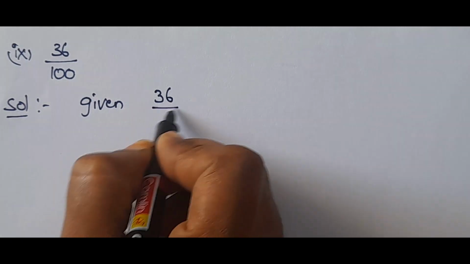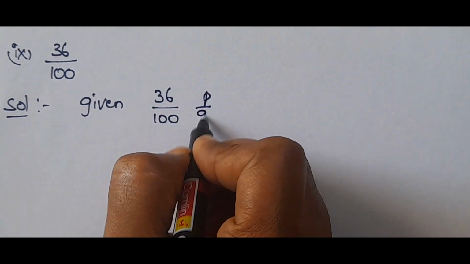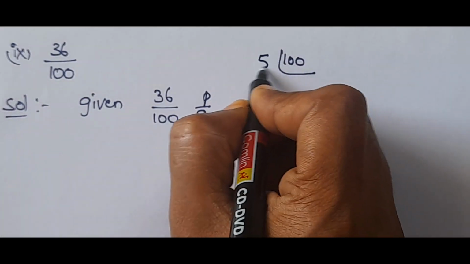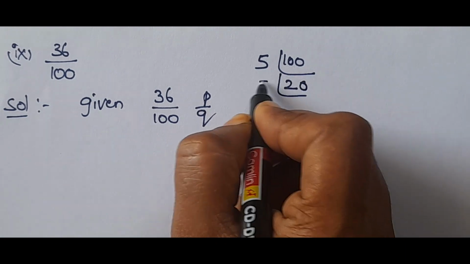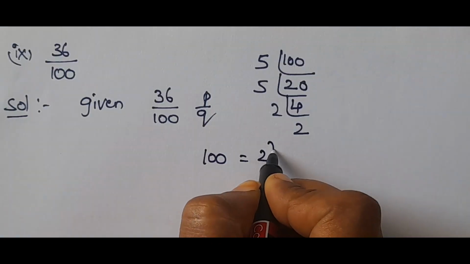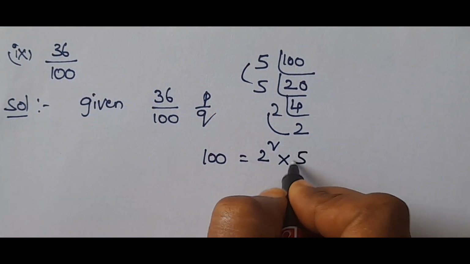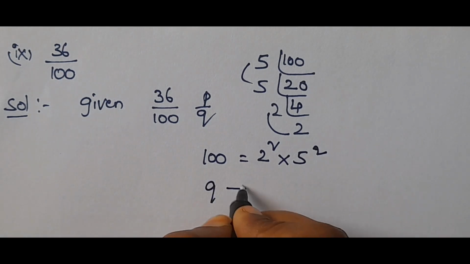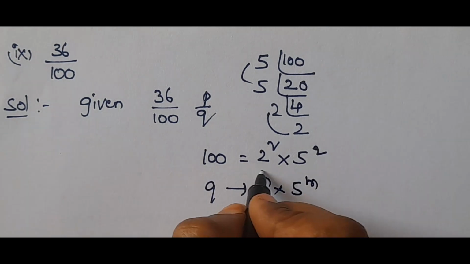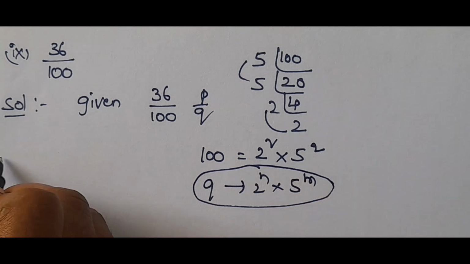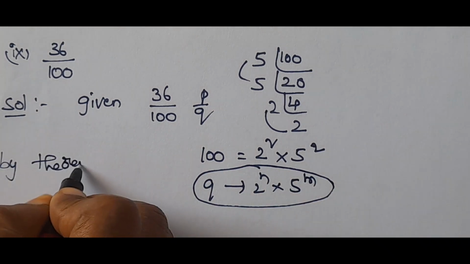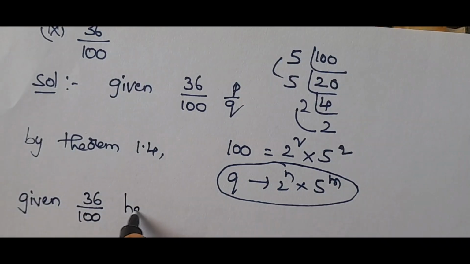Ninth bit, given rational number 36 by 100, which is in the form of p by q. Now we have to find the factors of 100. We write 100 as 2 square into 5 square. It's clear that by Theorem 1.4, the denominator is of the form 2 power n into 5 power m. Then the rational number 36 divided by 100 has a terminating decimal expansion.